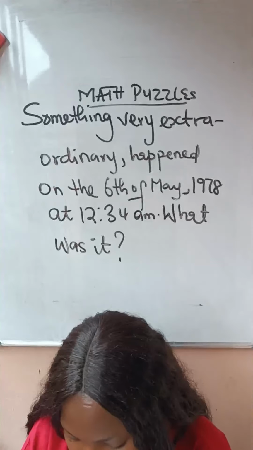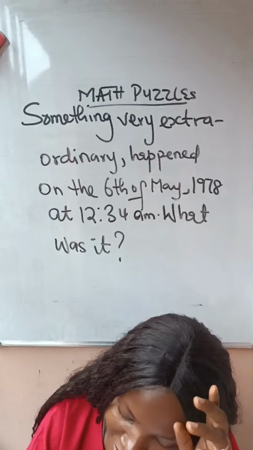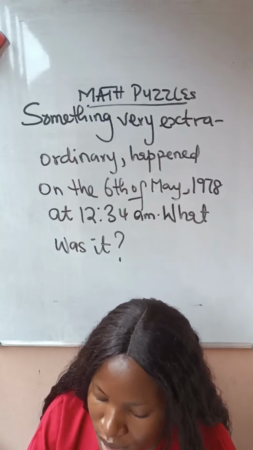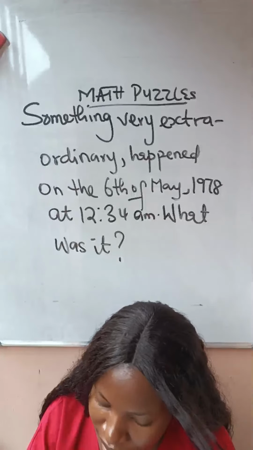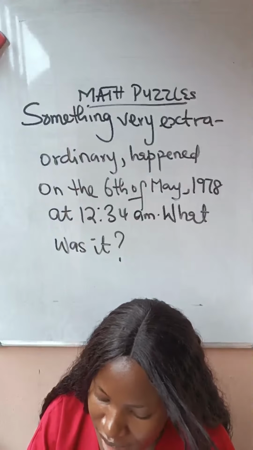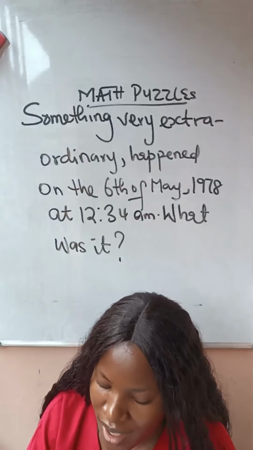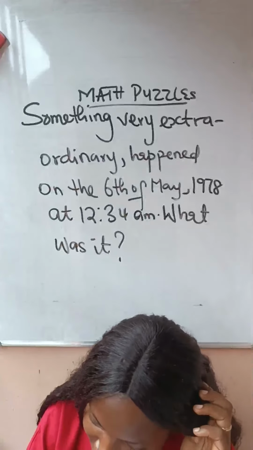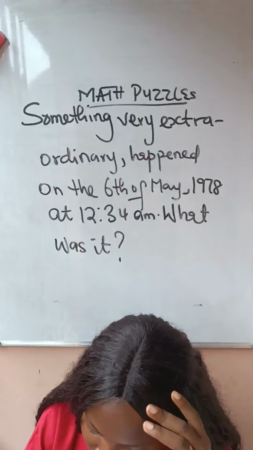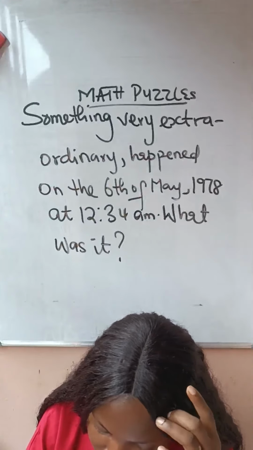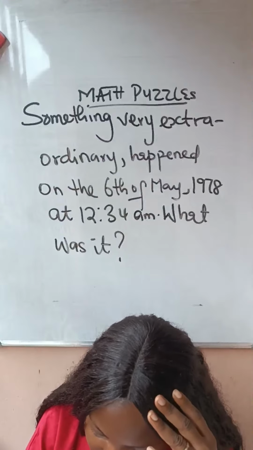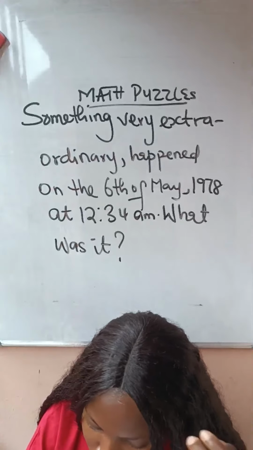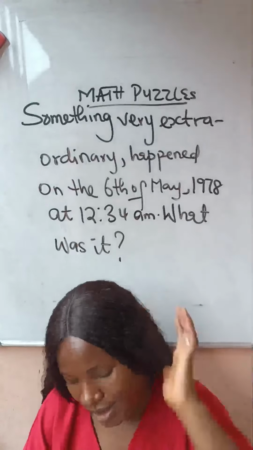5th May 1978 ended. Something very extraordinary happened on the 6th of May 1978 at 12:34 a.m. What was it? Remember, we are mathematicians. So Damon is saying that's not a math puzzle. Jackie is asking, what is the answer? I will provide the answer, but let's give others the opportunity to think this through and get the answer by themselves.